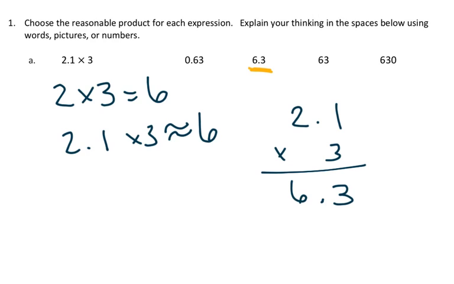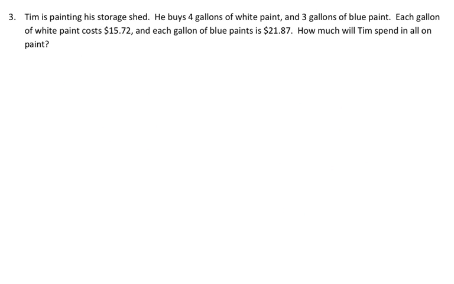And see, in fact, that the answer is 6.3 or 6 3/10. So that's a very simple, basic case of trying to find the reasonable answer or the reasonable product. We're going to go into the word problem, and this is problem number 3 from the homework.